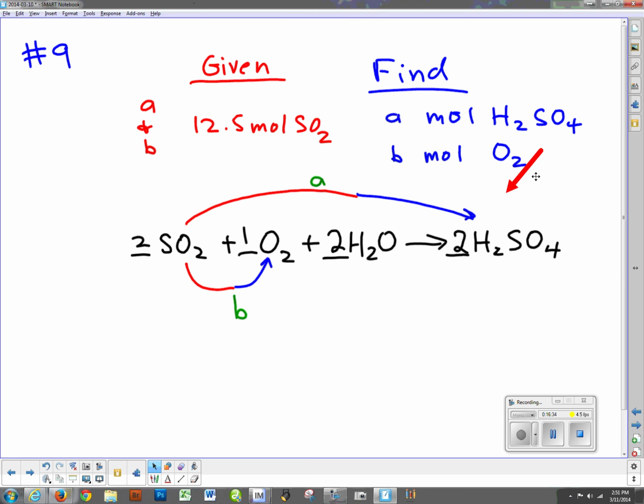Not nice. Anyway, so you have how many moles of sulfuric acid can I make with 12.5 moles of sulfur dioxide? That's your letter A. And notice the given is the same for both of the problems. You have the same for A and B for your given, but different finds. And that's why I drew arrows in two different places here.